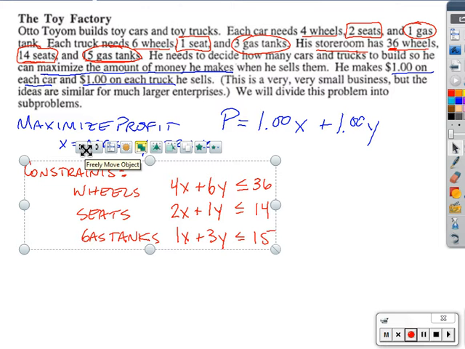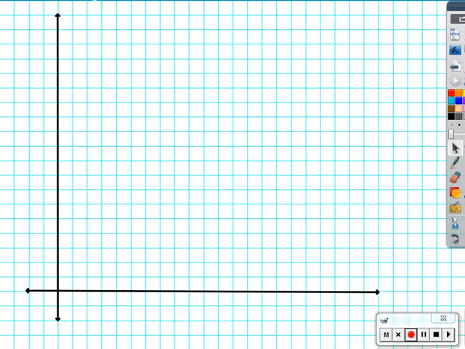Okay, so memory, here we go. 4x plus 6y is less than or equal to 36. You can use any strategy you want to do these.